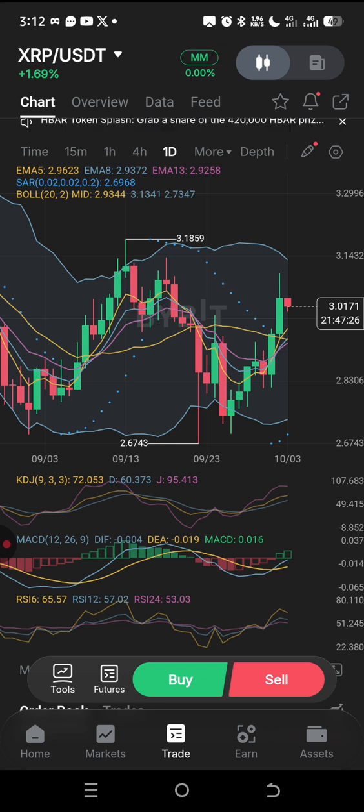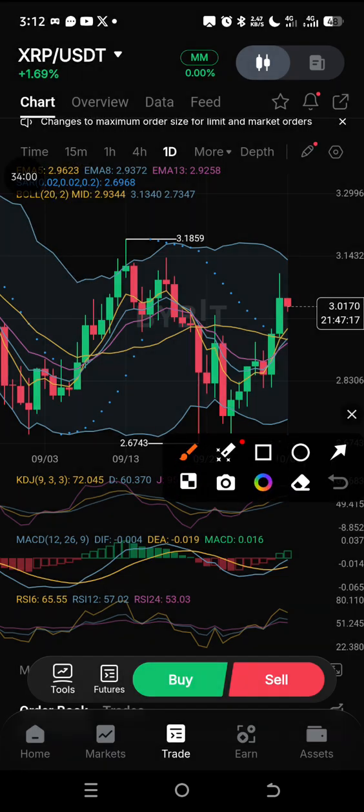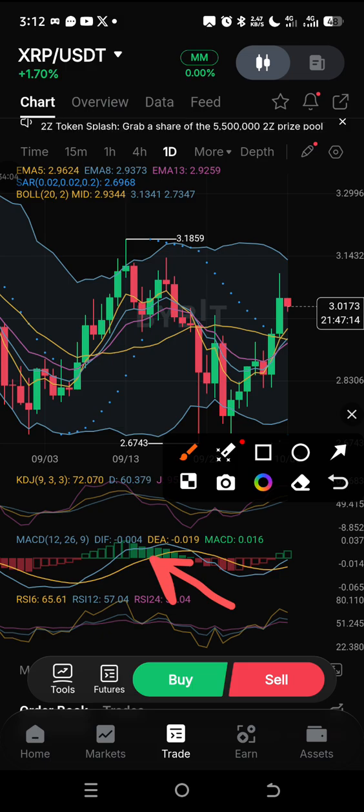And one of that powerful indicator is called the MACD. This is the MACD right here. So the MACD is a trend indicator. It's a trend momentum indicator.